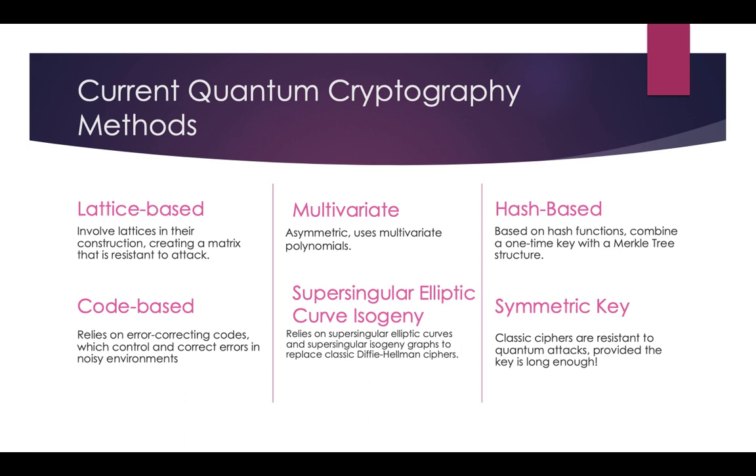We also have code-based, which relies on error-correcting codes. Those control and correct errors in noisy environments. We have supersingular elliptic curve isogeny, which sounds a lot scarier than it is. It relies on supersingular elliptic curves and supersingular isogeny graphs to replace classic Diffie-Hellman ciphers. These essentially establish a secret key between two parties over an insecure channel. They also support perfect forward secrecy. Finally, we have the symmetric key, which you should also be familiar with. These are classic ciphers that are resistant to quantum attacks, provided that the key is long enough.